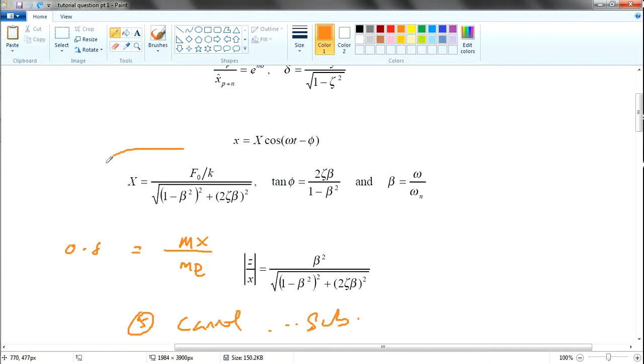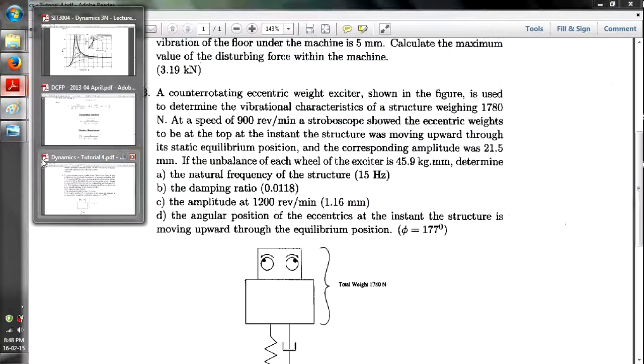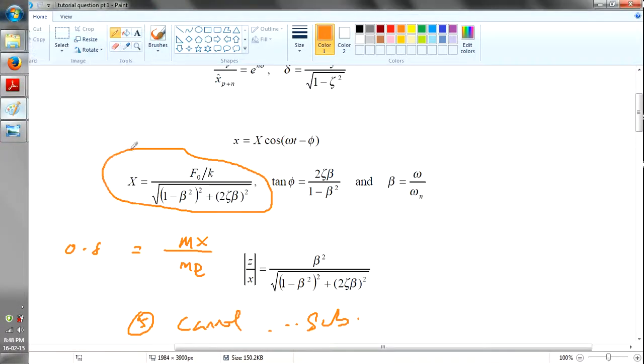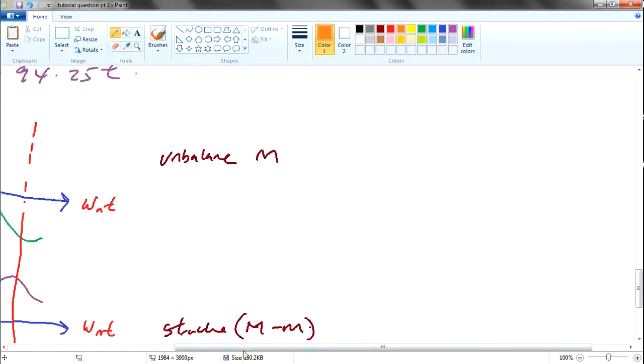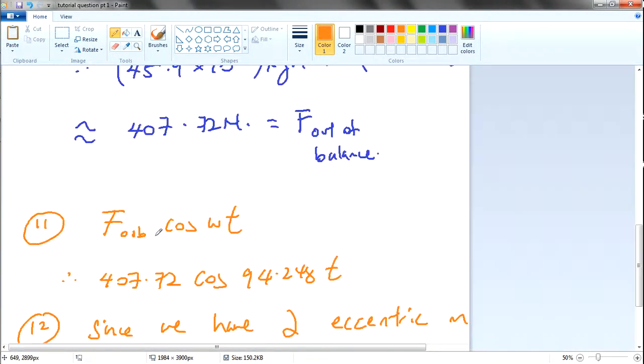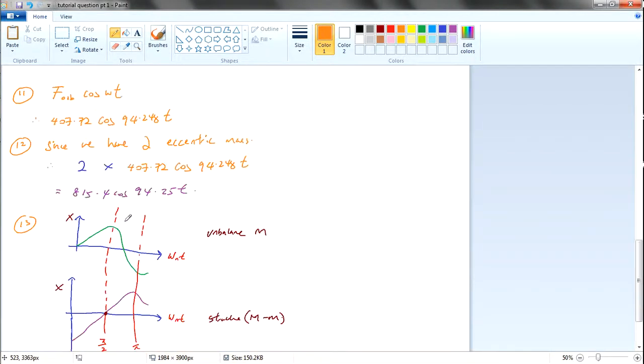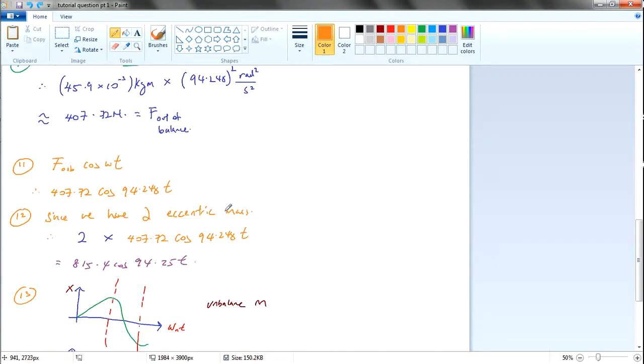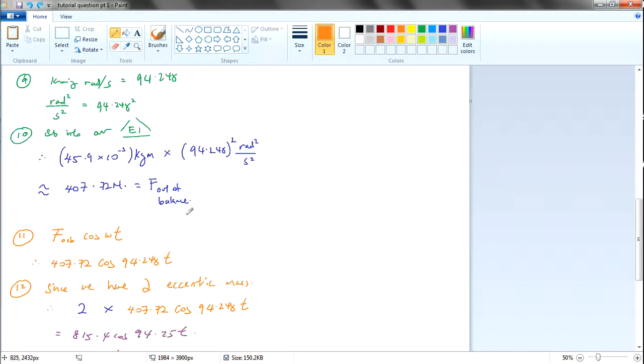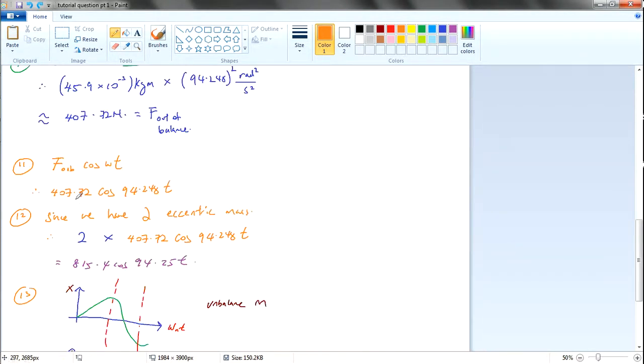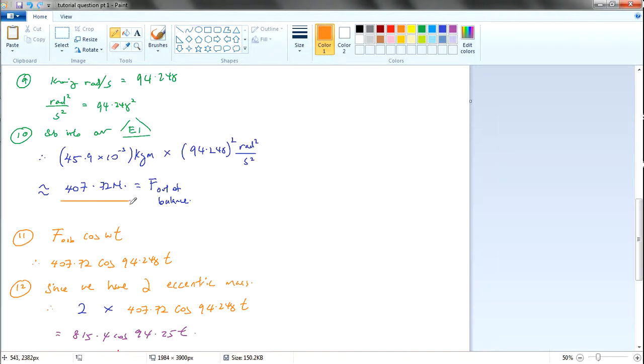So we can only use this formula. Previously we derived our F naught, right? We derived our F naught as this value, 815.4, the out of balance F naught. Okay, so it's a little tricky. Actually, it's this one, F naught.